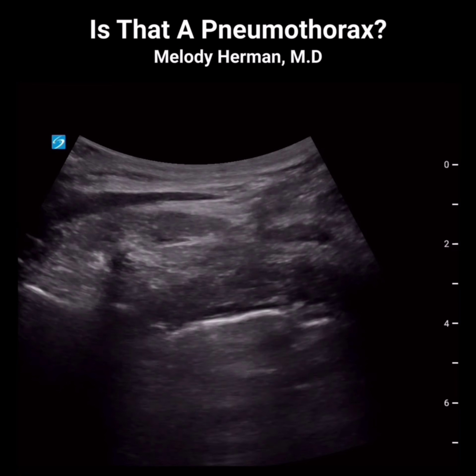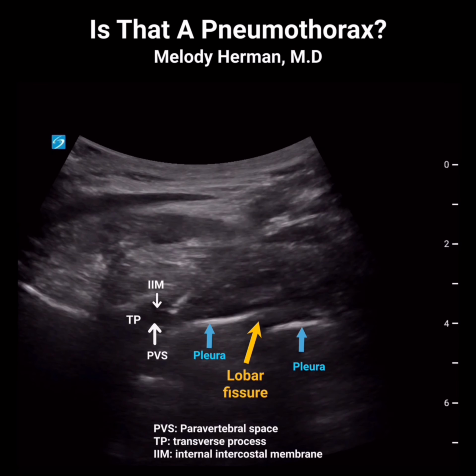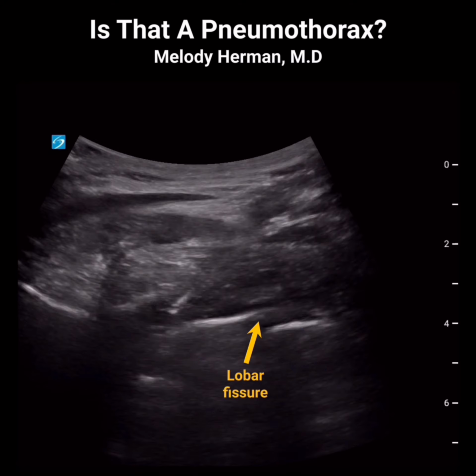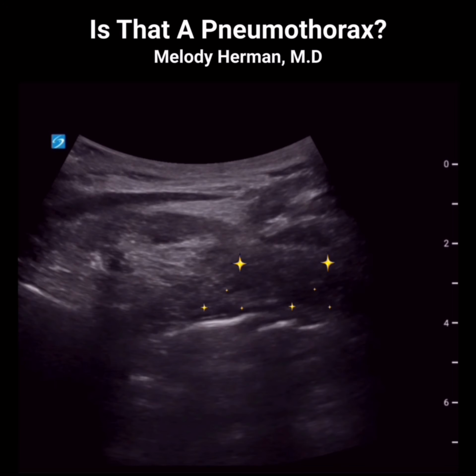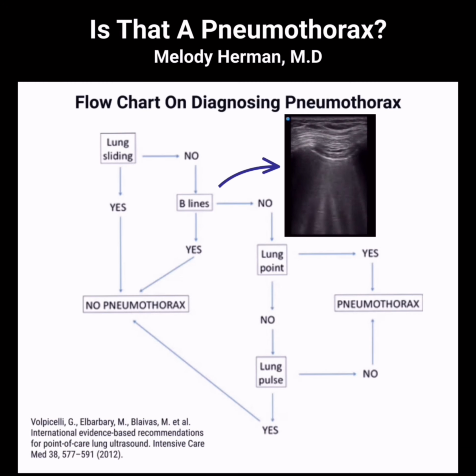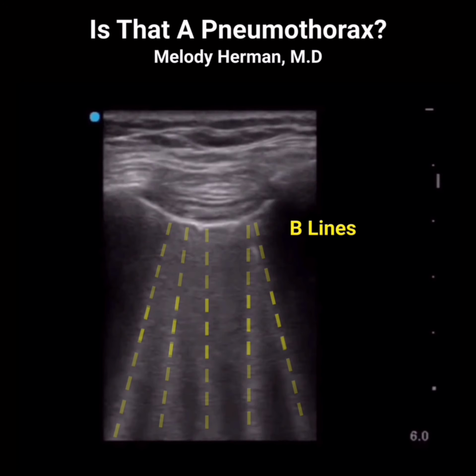Here we can identify a lobar fissure on a patient with chest wall trauma receiving a paravertebral catheter. So we see this area of discontinuity, but if we look closely, we see lung sliding on both sides of this groove. B-lines are hyperechoic comet tail lines that start at the pleural line and do not fade with increased depth.